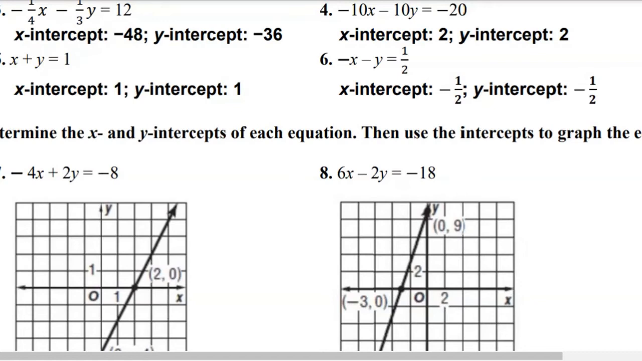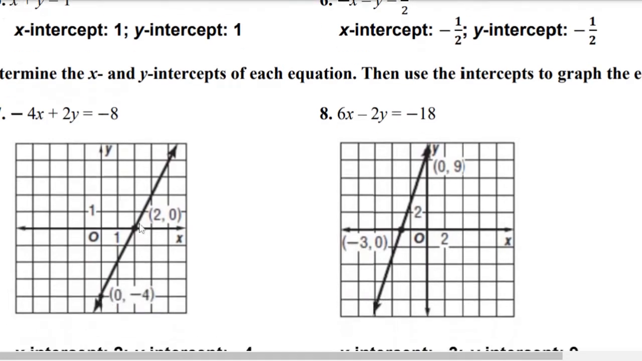We're going to look at 7 and 8 real quick. It says determine the x and y intercepts of each equation, then use the intercepts to graph the equation. This is the answer key, so I just wanted to show y'all. You would plug in 0 for x, and 0 for y, and solve, doing two different equations. Just looking at this graph, I can see it crosses the x-axis at positive 2, and then it crosses the y-axis at negative 4.